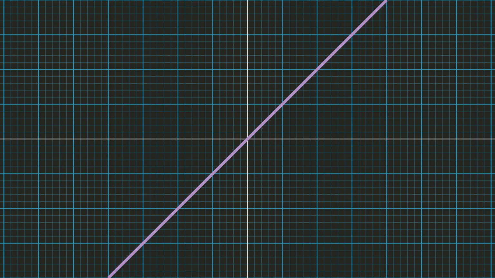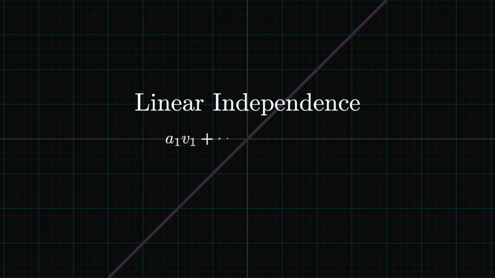But how do we formalize this concept? The definition goes like this. If the only way to write the 0 vector as a linear combination of a list of vectors is by taking all the coefficients to be 0, then this set of vectors is said to be linearly independent.